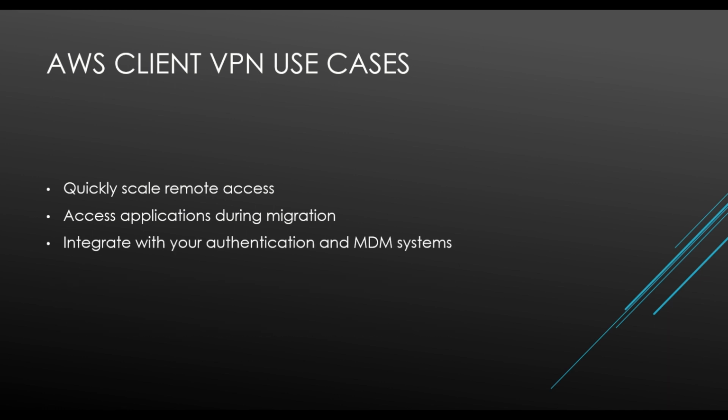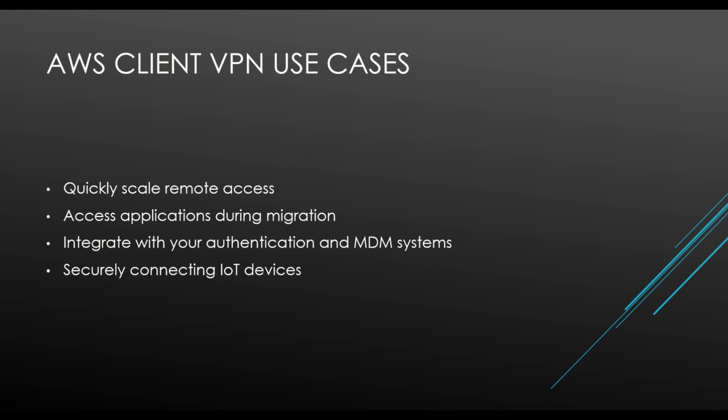Next, integrate with your authentication and MDM systems. AWS Client VPN supports authentication with Microsoft Active Directory using AWS Directory Services, certificate-based authentication, and federated authentication using SAML 2.0, when using the AWS provided OpenVPN client software. AWS Client VPN works with mobile device management solutions to reject devices that do not comply with your policies.